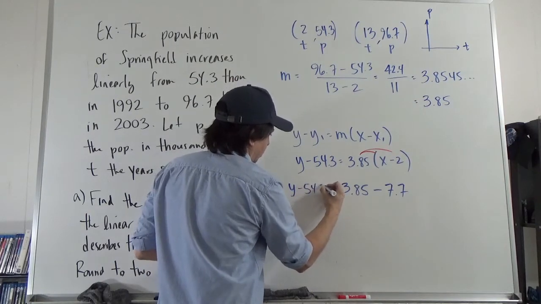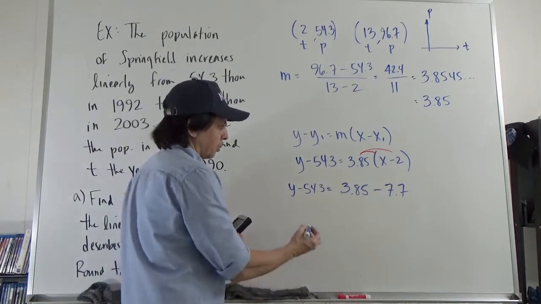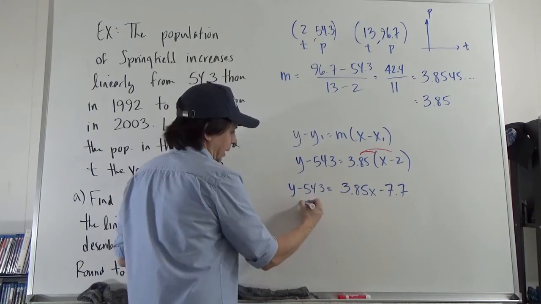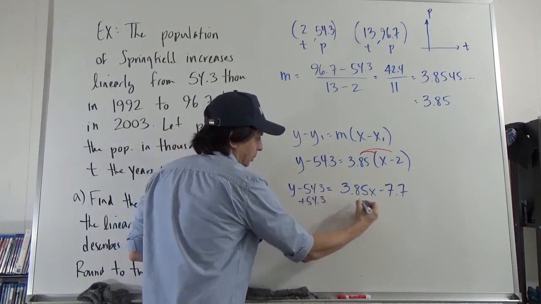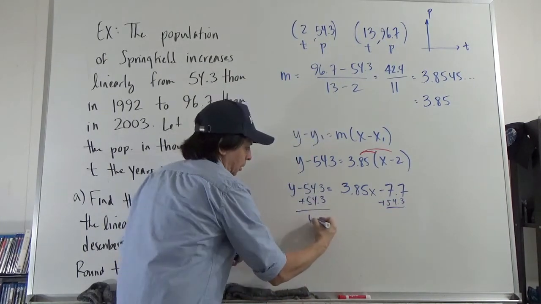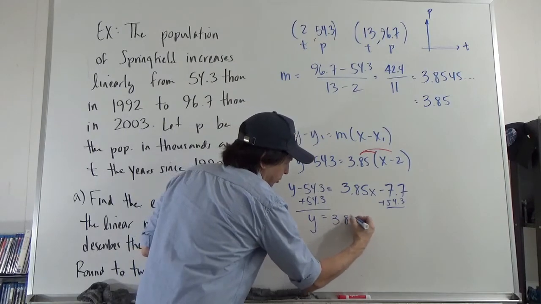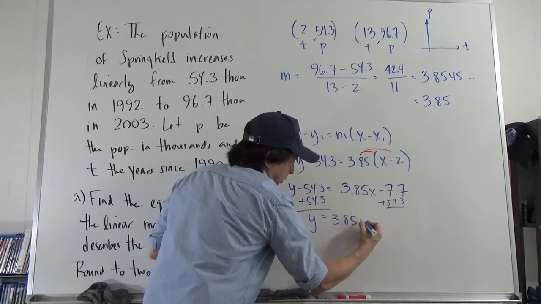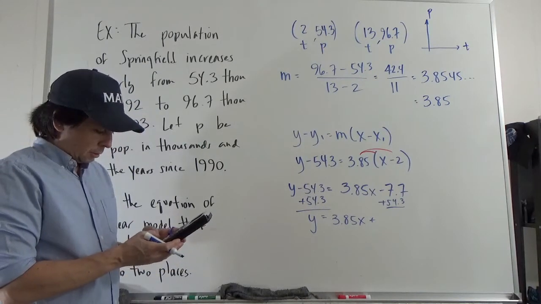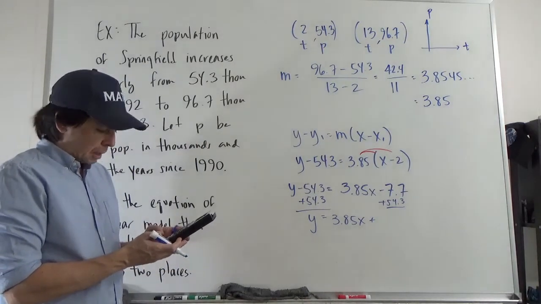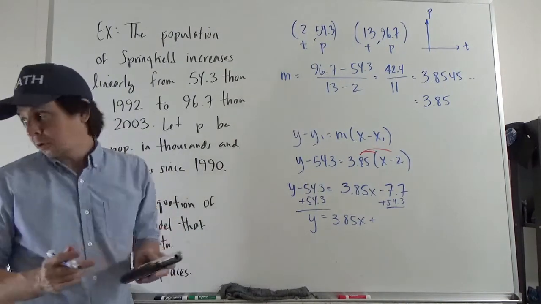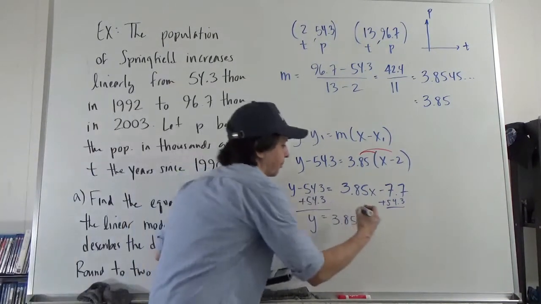Left side is still as is to get the y. Oops, I forgot my x. And then I'm going to add 54.3. And y is equal to 3.85x plus or minus something, which I don't know yet. I'm going to do 54.3 minus 7.7. Same thing as what I have up there. 46.6? Yeah.